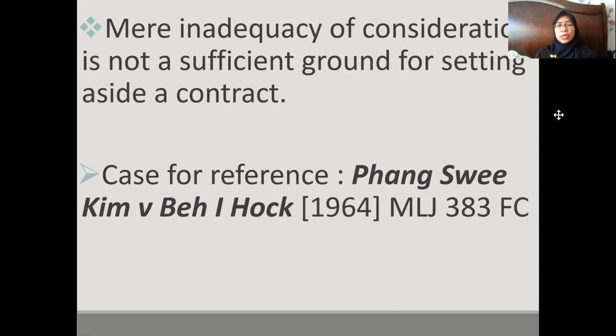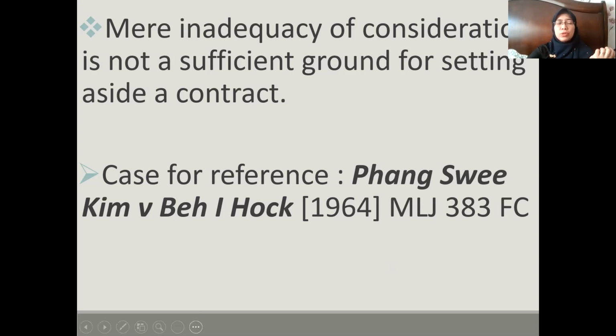We have another case by the Federal Court. You can have a look at the case later: Pang Swee Kim and Beh Ai Hock, reported in 1964. It relates to the rule, illustrating the application of the rule about inadequacy or adequacy of consideration.